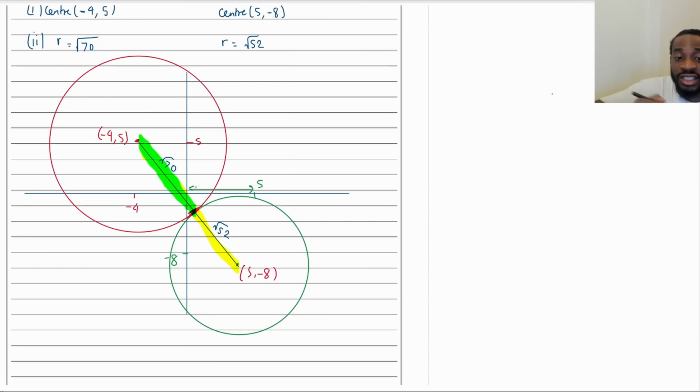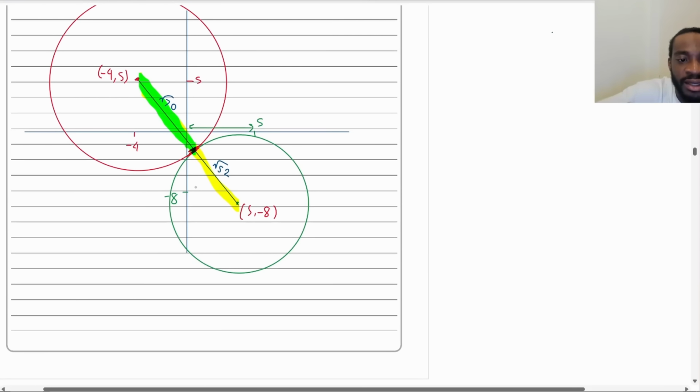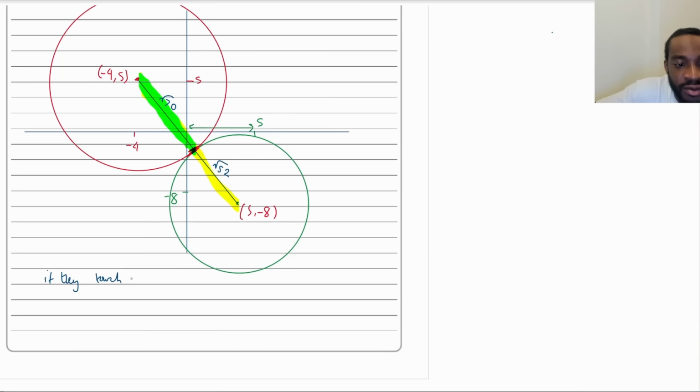If they were to touch, then that would mean, let me write, if they touch, then just geometrically, the distance of AB, I'm going to call this A, I'm going to call this B, that's what I mean, the distance between these 2 coordinates, this would be equal to the sum of the 2 radii, isn't it? It's root 70 plus root 52.